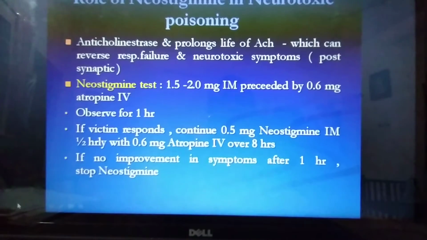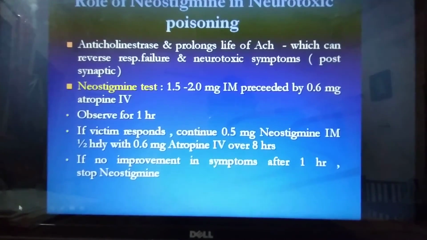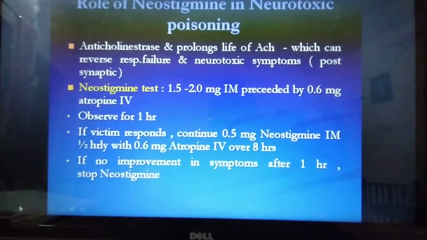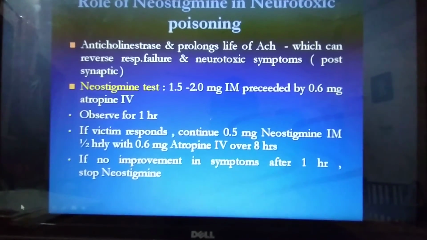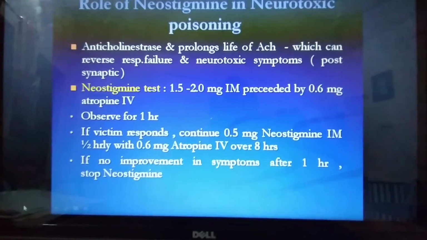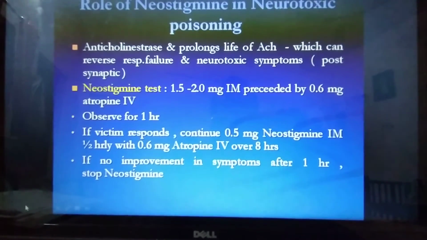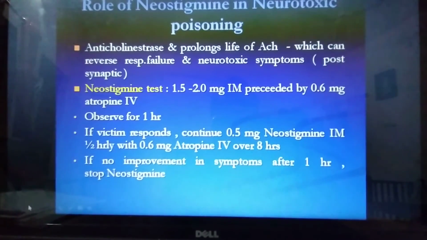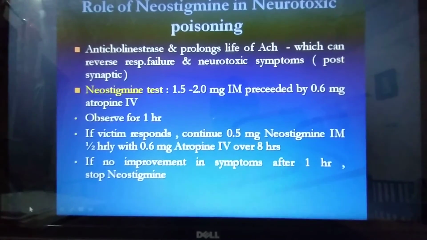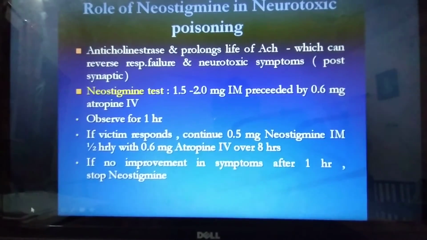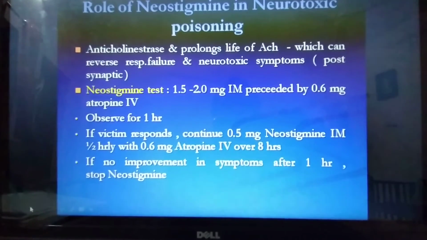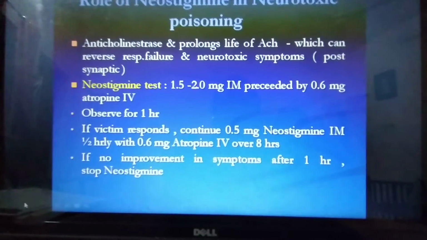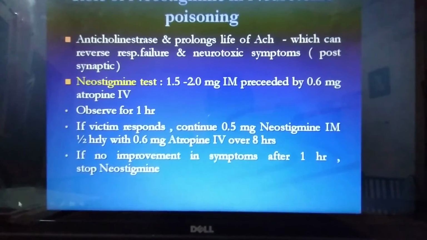So you can give neostigmine 1.5 to 2 milligrams intramuscularly, preceded by 0.6 milligram atropine IV. Observe for 1 hour. If the victim responds, that is, he is recovering from the respiratory failure, then continue 0.5 mg of neostigmine IM half-hourly with 0.6 milligram of atropine IV over 8 hours. So what is the role of atropine? If the neostigmine effects worsen, then atropine will take care of such cases.